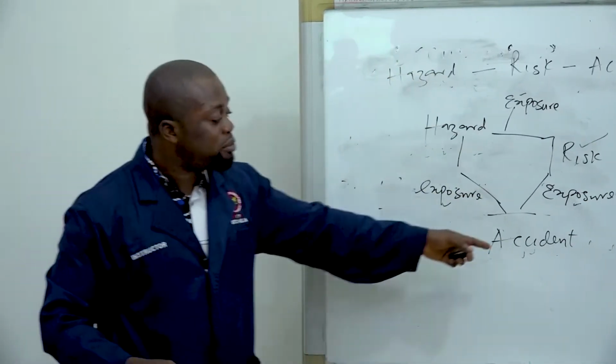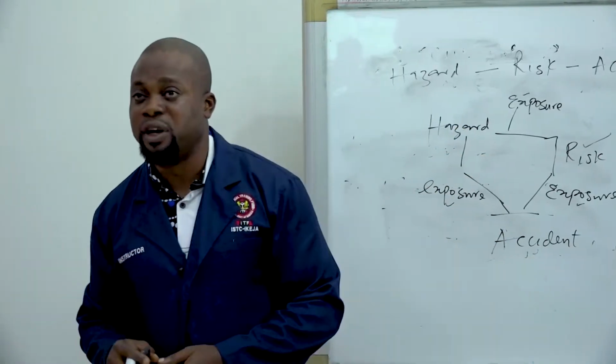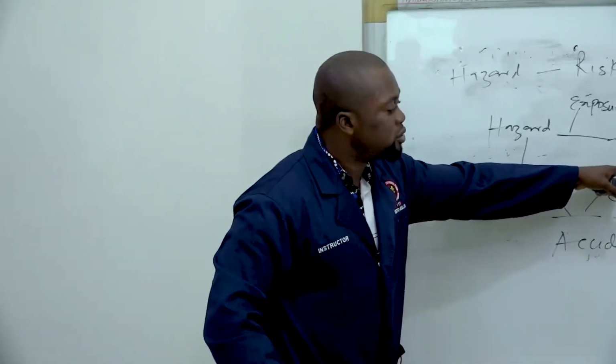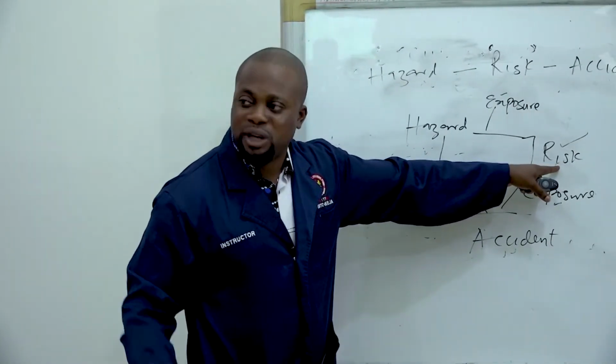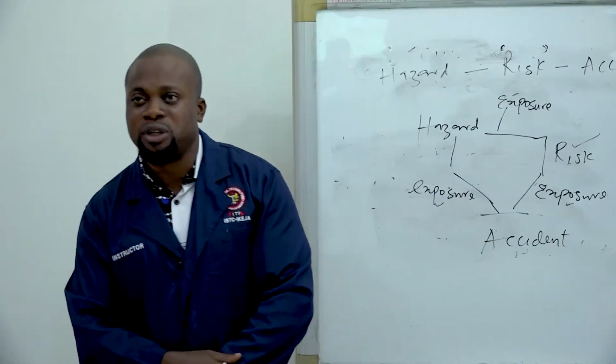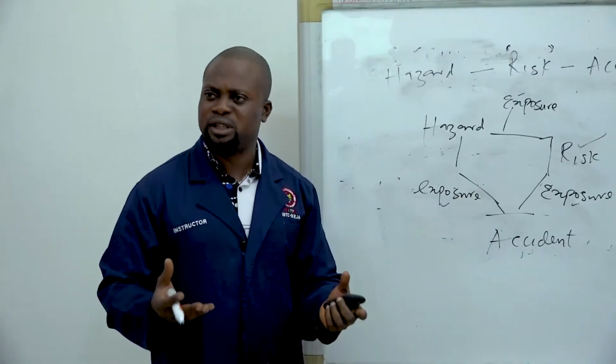Sometimes accident happens before you observe the hazard around the environment. So without exposure, there is no what? No risk. Without exposure, there is no risk. And without exposure, there can never be what? An accident. Do we understand the relationship?